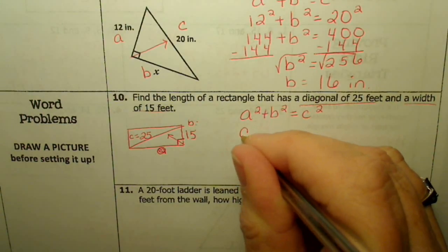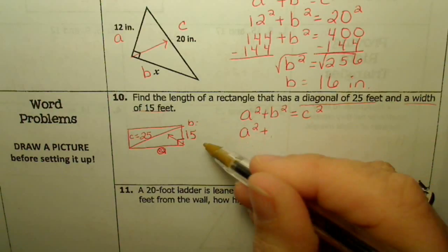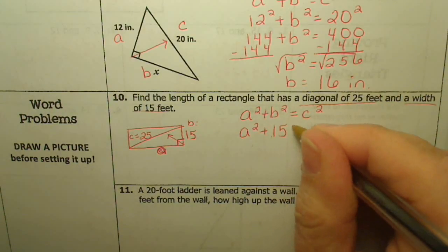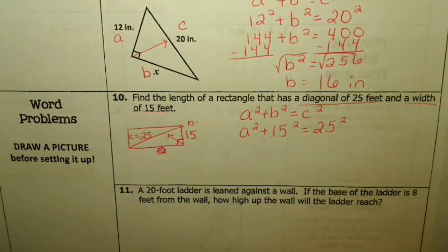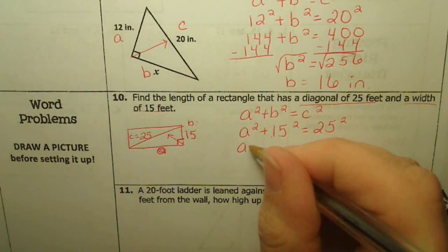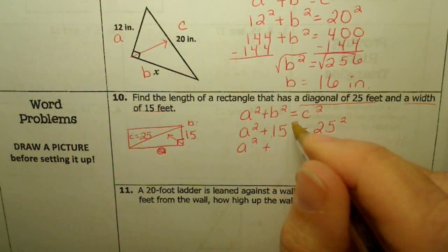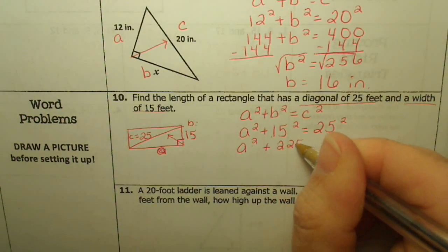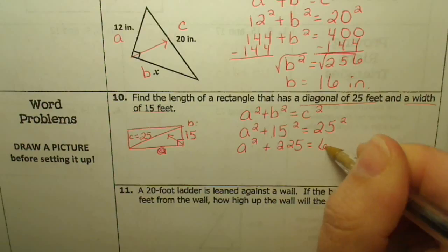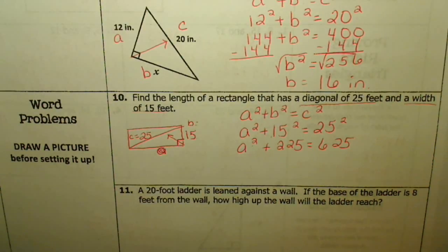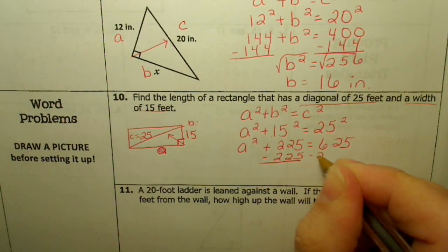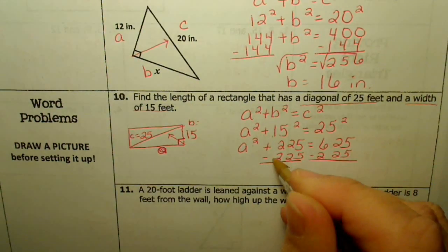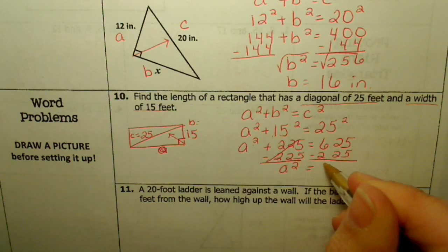A is what I'm trying to find, so it's going to stay A squared. B is 15 squared. C is 25 squared. Okay, stays A squared. 15 squared is 225. 25 squared is 625. All right, I want to isolate that variable, so I'm going to do the inverse operation. Subtract 225 from both sides. And that gives me A squared equals 400.